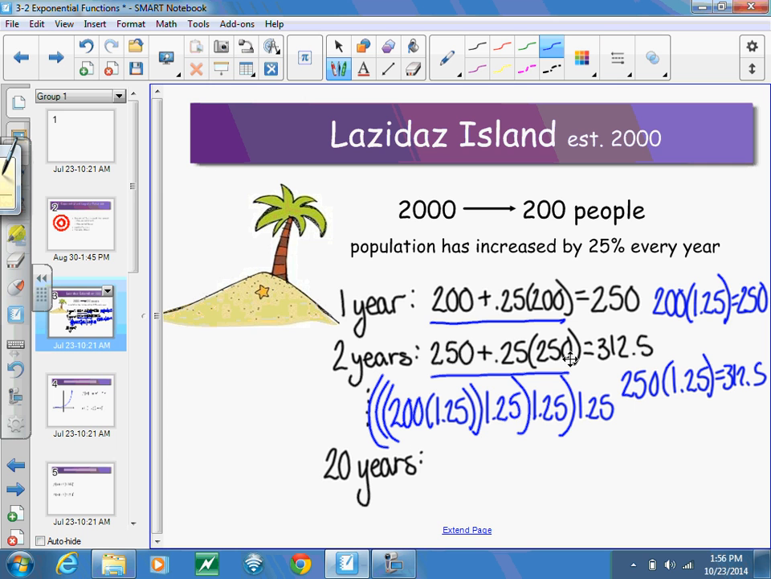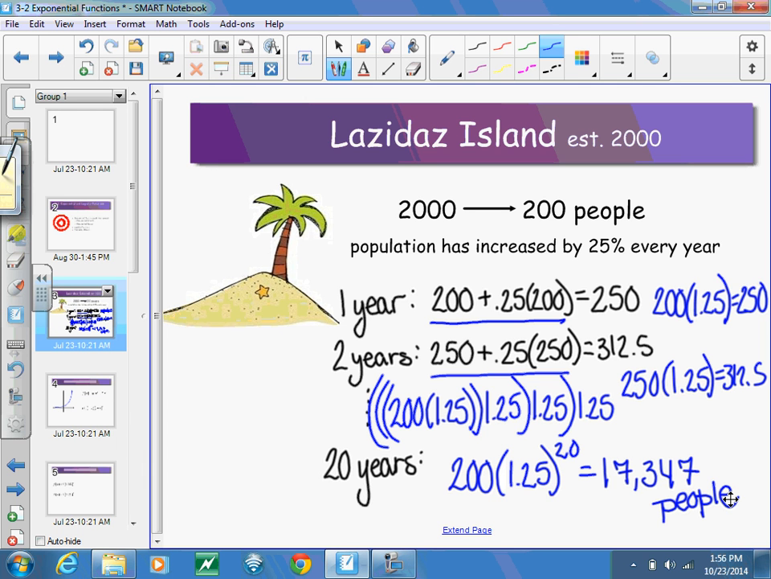So instead of our two-step process, we can say we started with 200 people, and now I'm going to multiply that by 1.25 20 times. You're doing repeated multiplication here, so we're working with powers. And by doing this, I end up with approximately 17,347 people on this island if it continues to increase by 25% every year.